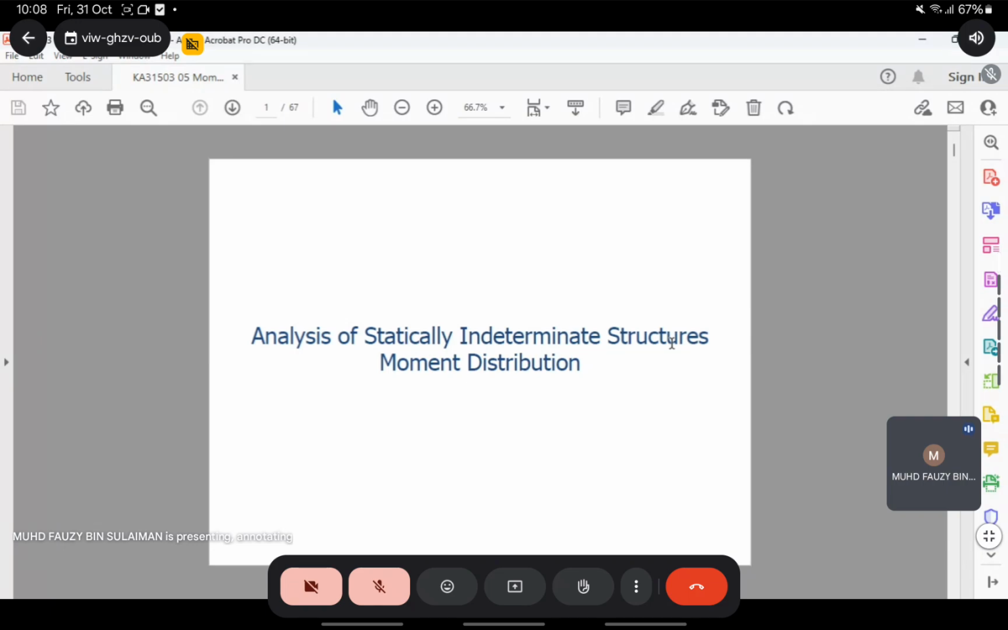So basically, in summary, there are three things. The first thing is stiffness. Second thing is distribution factor. And the last one is carryover factor.